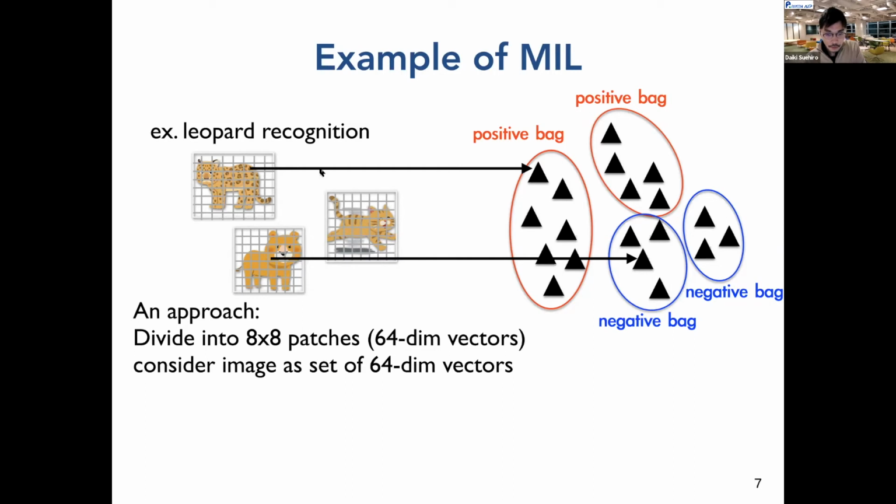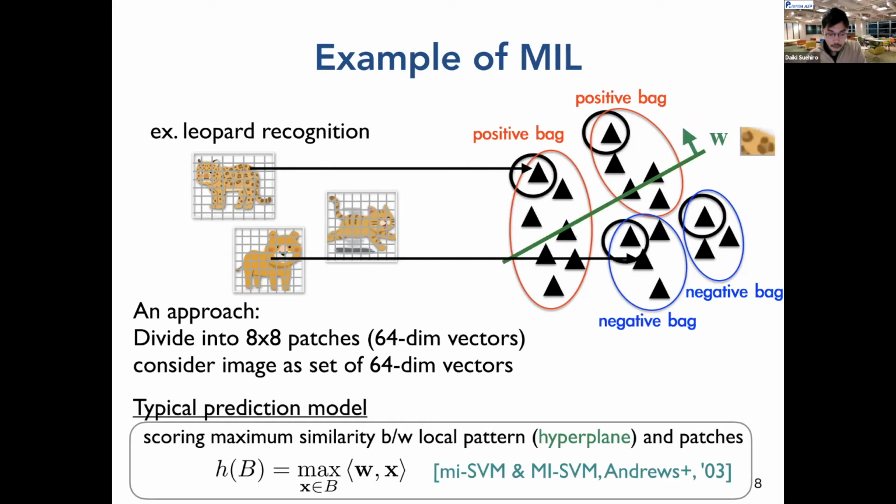For example, leopard recognition, the positive bag is a leopard image. And the typical prediction model is to score the maximum similarity between some local pattern and patches. And this local pattern can be obtained by learning a hyperplane using such as SVM-like algorithm. And for image recognition tasks, such local feature-based classification is sometimes effective.